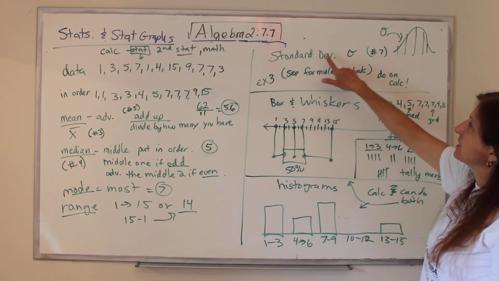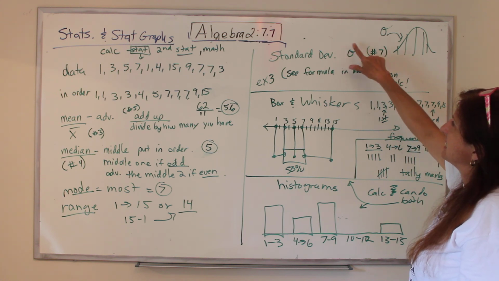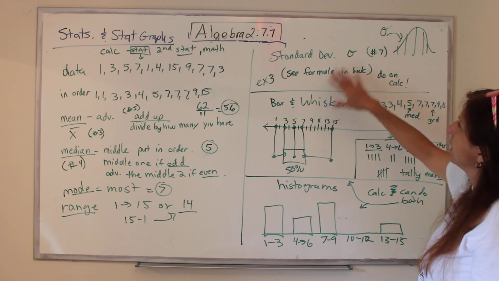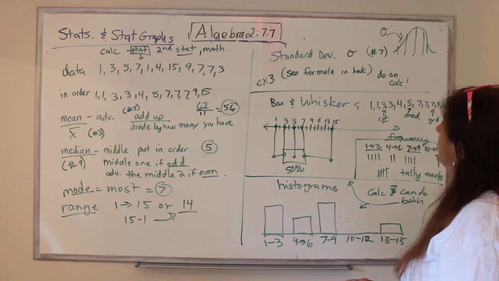All right. So the symbol for standard deviation is this. It's called sigma. It's a Greek letter. It's like an O with a little curly on the end. And these numbers, I'm going to tell you what they mean in a second.